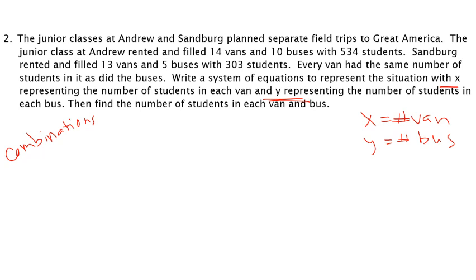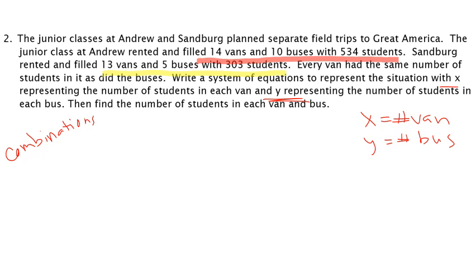Just thinking about it, vans are smaller than buses, so whatever we get for X should be smaller than Y, because a van holds much fewer people than a bus, right? So keep that in mind. We have one that's comparing a combination of vans and buses for Andrew. So Andrew has 14 vans and 10 buses at 534, and Sandberg has 13 vans and 5 buses at 303.